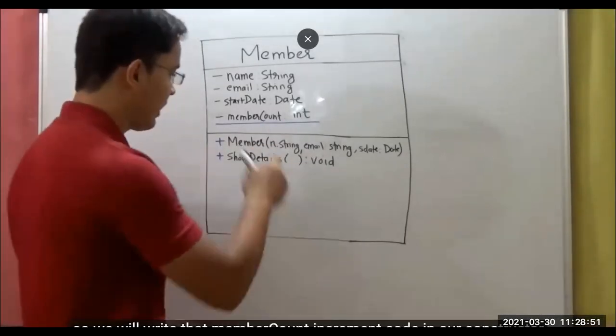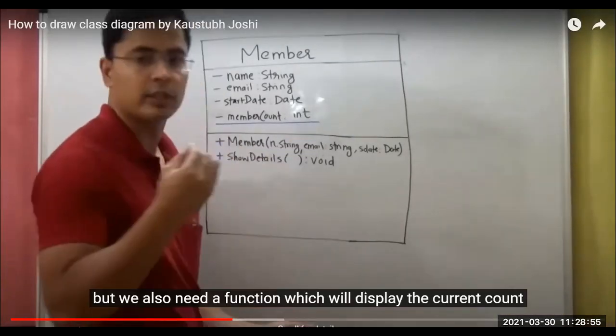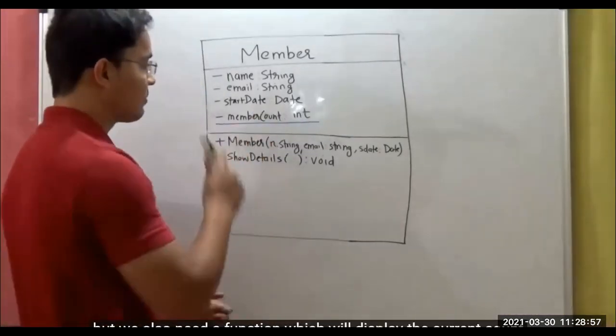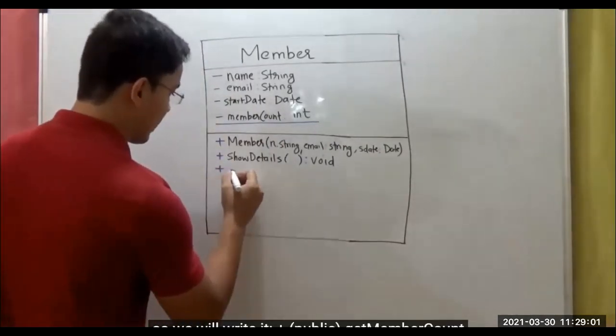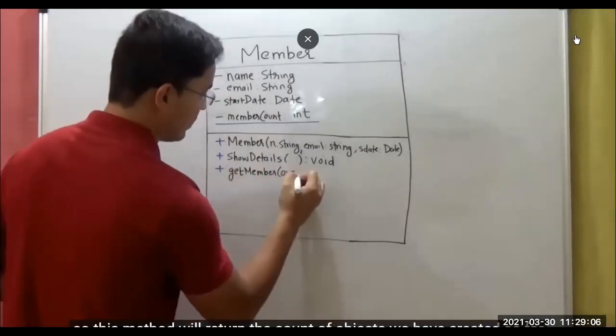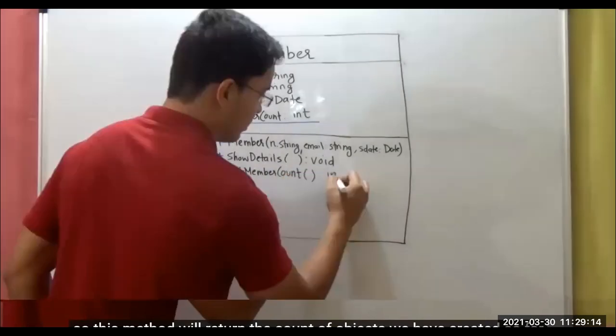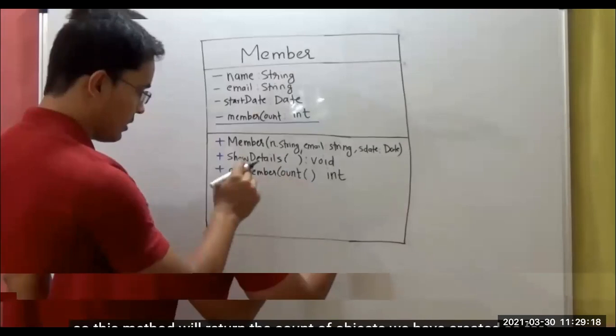So we'll write that member count increase code in our constructor, but we need a function which will be able to display the current count. So we'll write a public function get member count. This method will return the count of total member objects that have been created till now. This method will not require any parameters and it will return an integer. So this is the return type, parameter list, name of the function, access specifier.